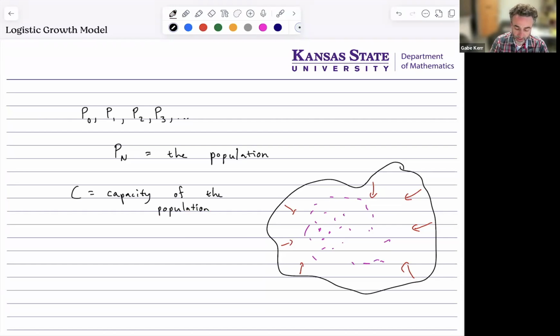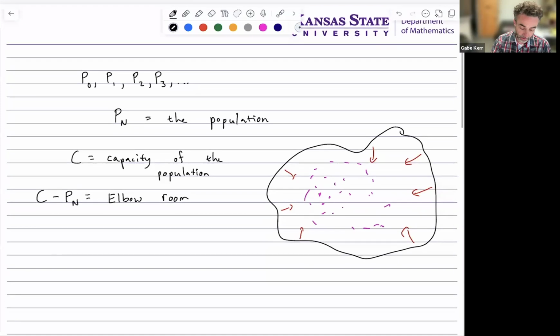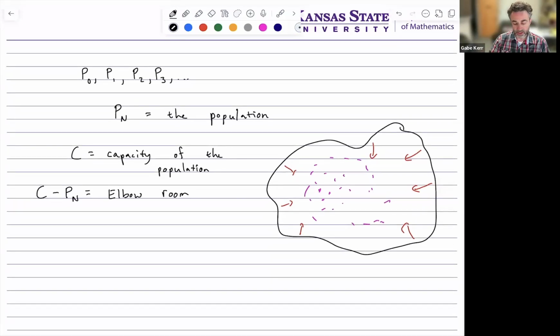Then when we have this notion of capacity, we can talk about elbow room in a more mathematical way. The capacity is your maximum population. So if you subtract your population from the capacity, that's how much room you have to grow, that elbow room. Great. Now these numbers can vary widely, because you could have a huge island or a planet or whatever, or you could have a very small petri dish or something.